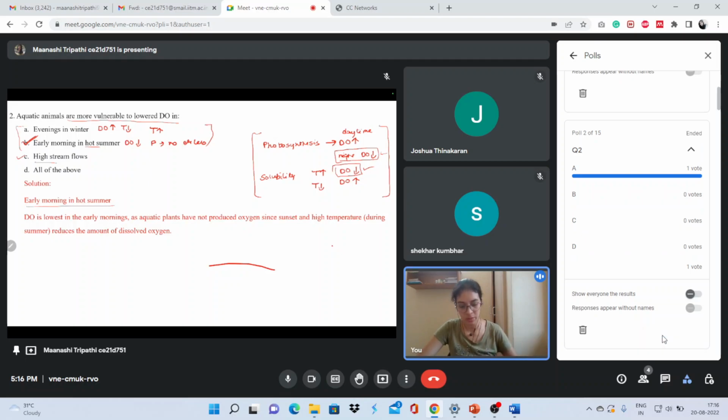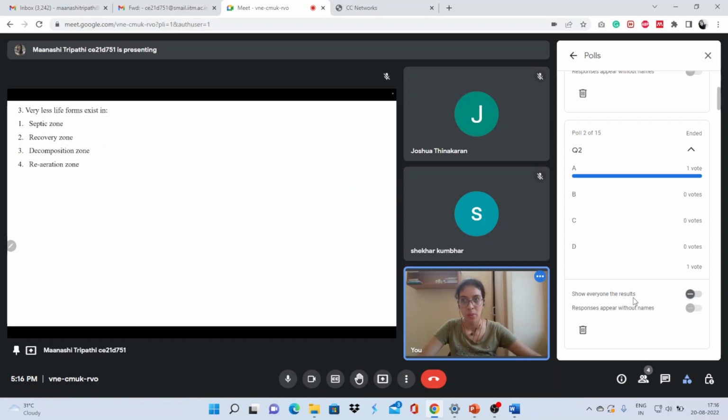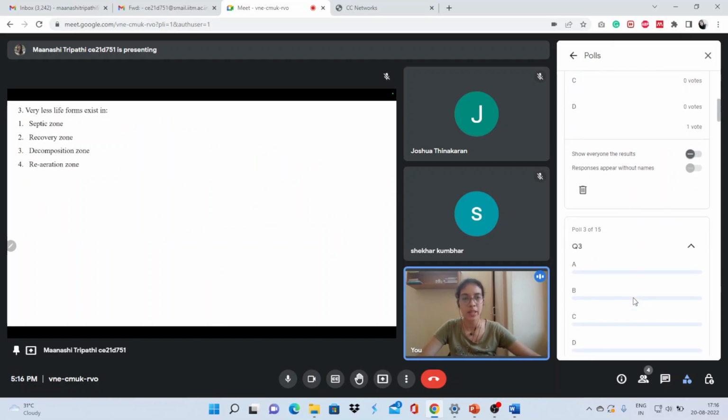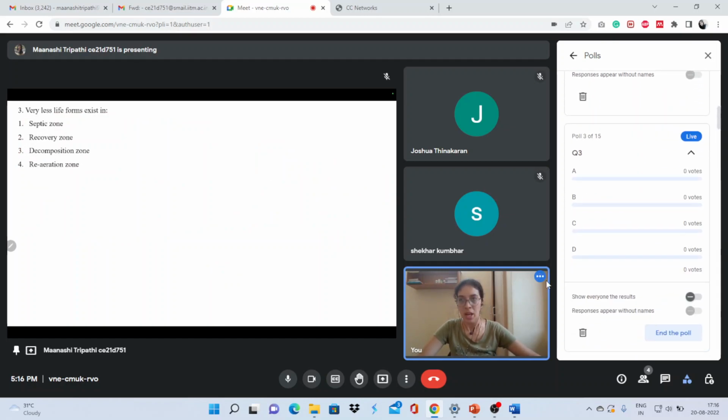Moving towards question number 3. Very less life forms exist in. Here these are different zones in the river during self purification. So we need to tell when the life form will be the least. It depends upon the DO. In septic zone, DO will be very less. I'm giving you all some hint.